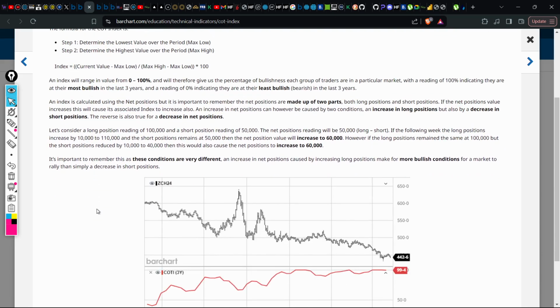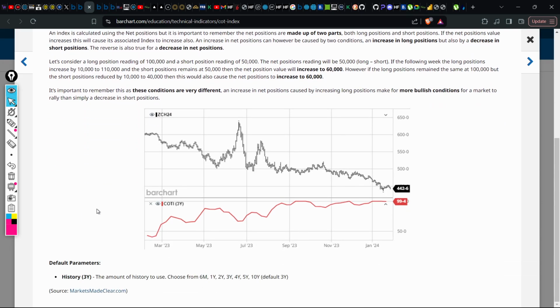Let me give you a summary of how an index works. It's from 0 to 100, right? If it's above 50, it means the market participants are more bullish than they are bearish on the price of that underlying asset. If the index is below 50, it's supposed to mean that the commercials are more bearish than they are bullish on the price of that specific underlying physical commodity.